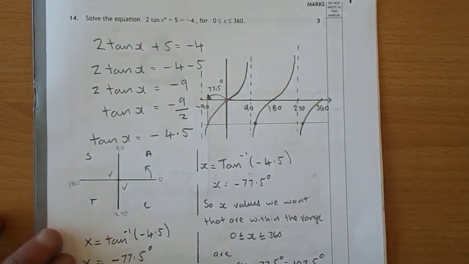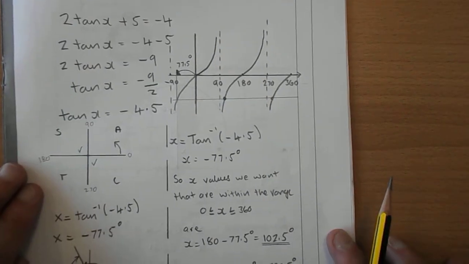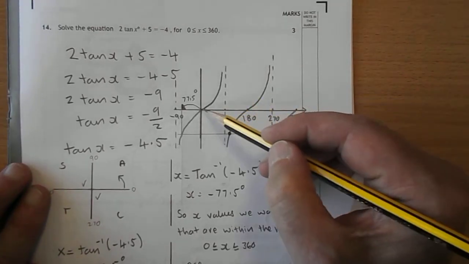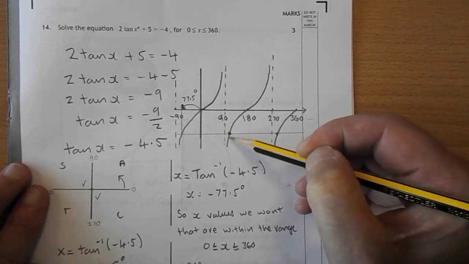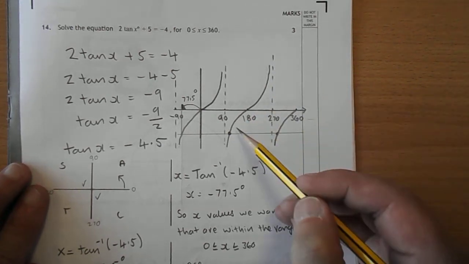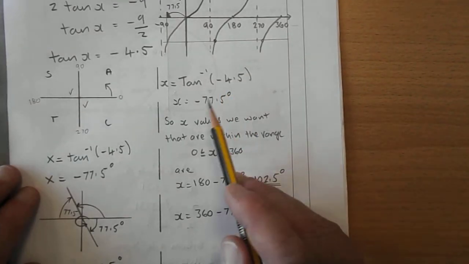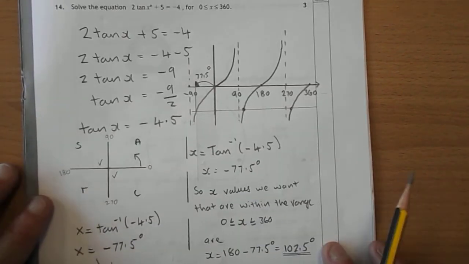Or here's another way, this is the other way to do it. We still have tan x to be minus 4.5, can't get away from that. Maybe you did it by drawing the tan curve. Now there's a tan curve there, asymptote at 90, down there, 180. There we have it. So do your shift tan of minus 4.5 and you get minus 77.5. It gives you an angle of minus 77.5.